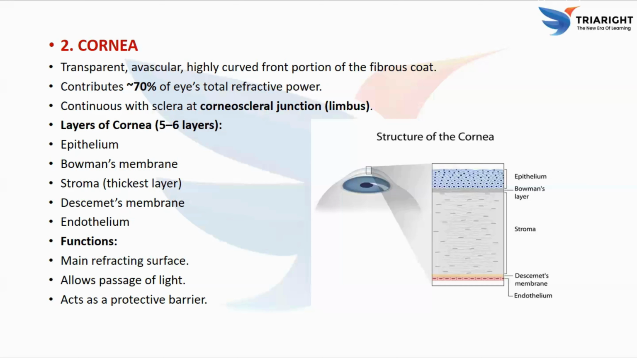So traditionally there are 5 layers. Newer studies add a 6th layer, which is Dewey's layer. So as of now, 5 layers. First layer is epithelium. So epithelium is the outermost layer.